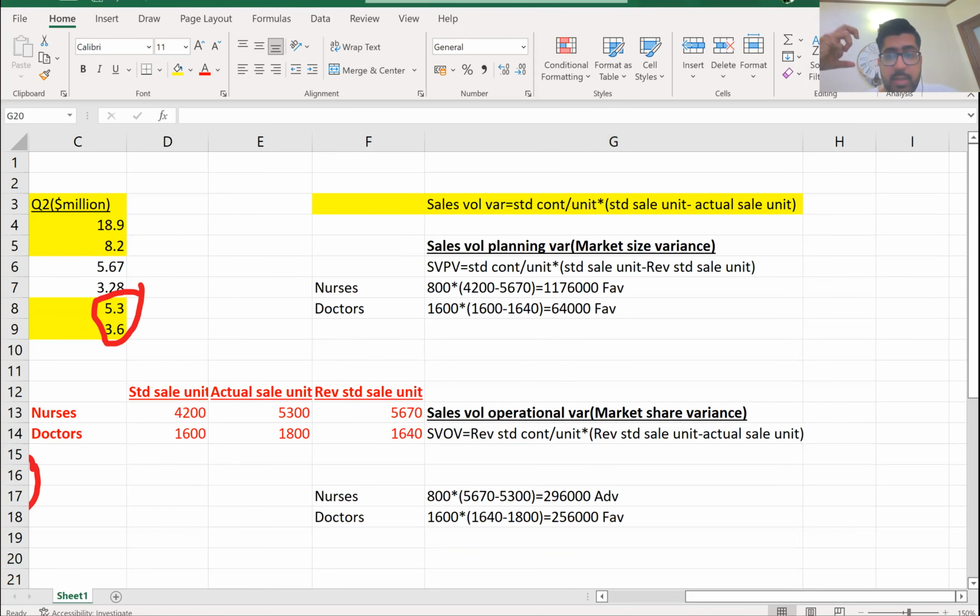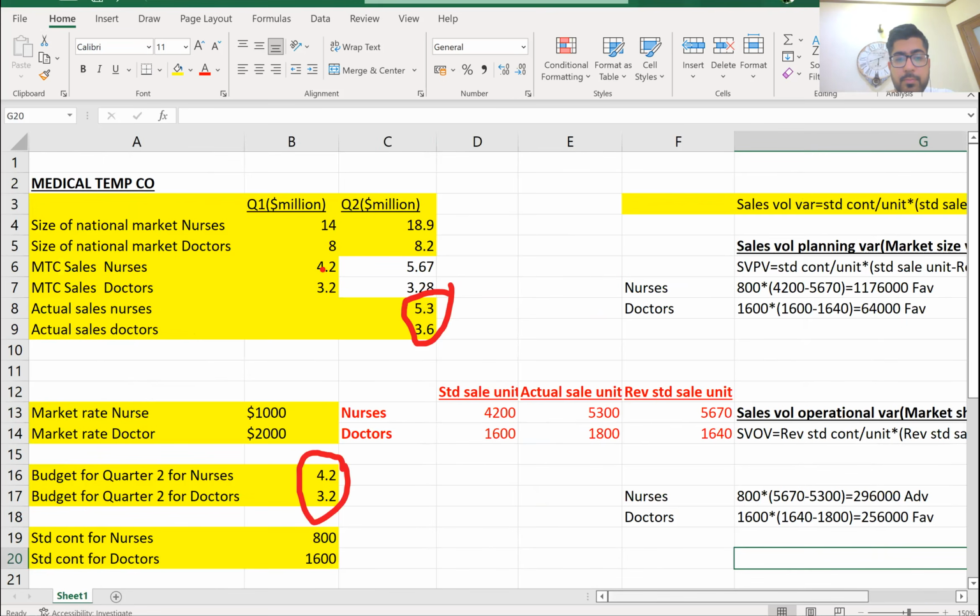The revised units are the same, 30% and 40% of the national market size, like you computed the standard units. But in Q2, the national market has changed. It has become 18.9 and 8.2 million. So that's why we need to change them. You can copy all the data if you want.